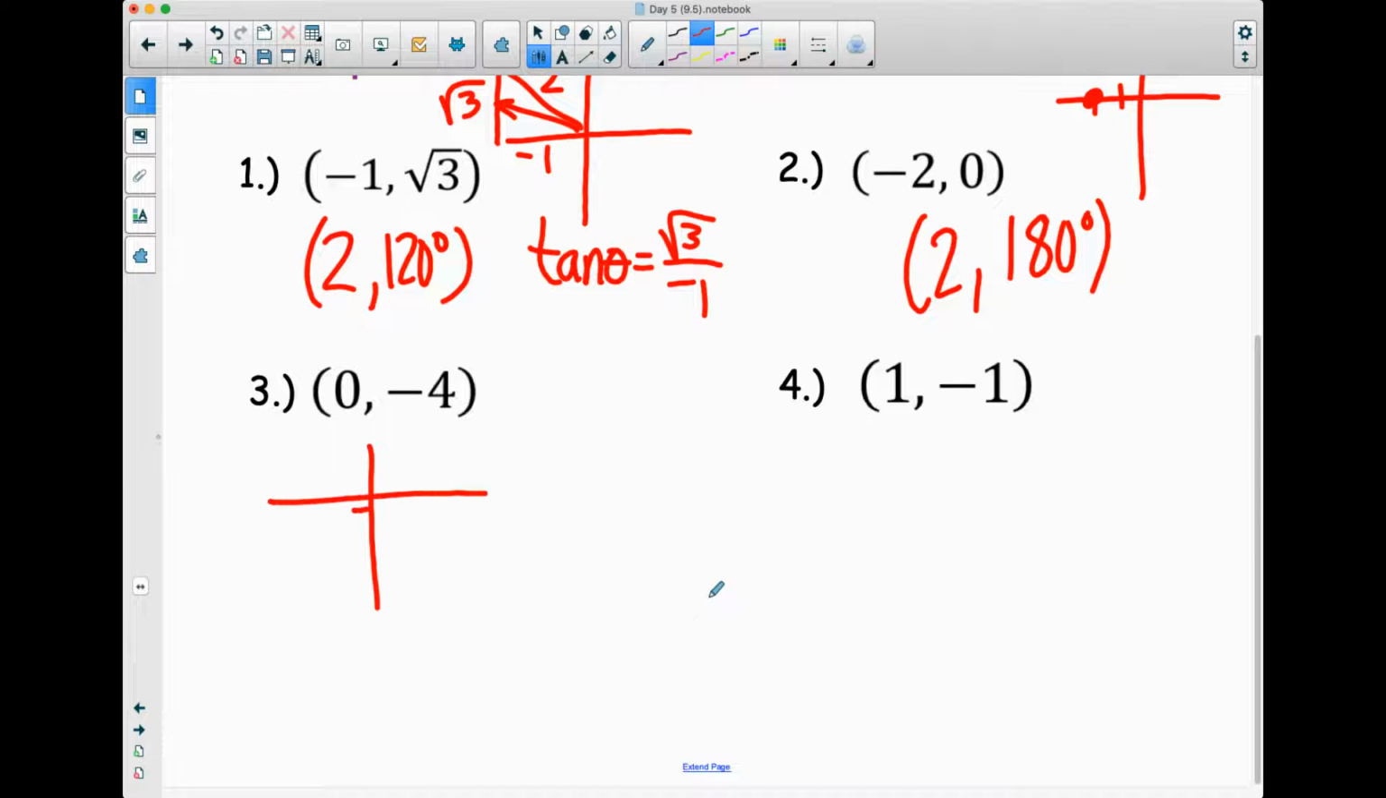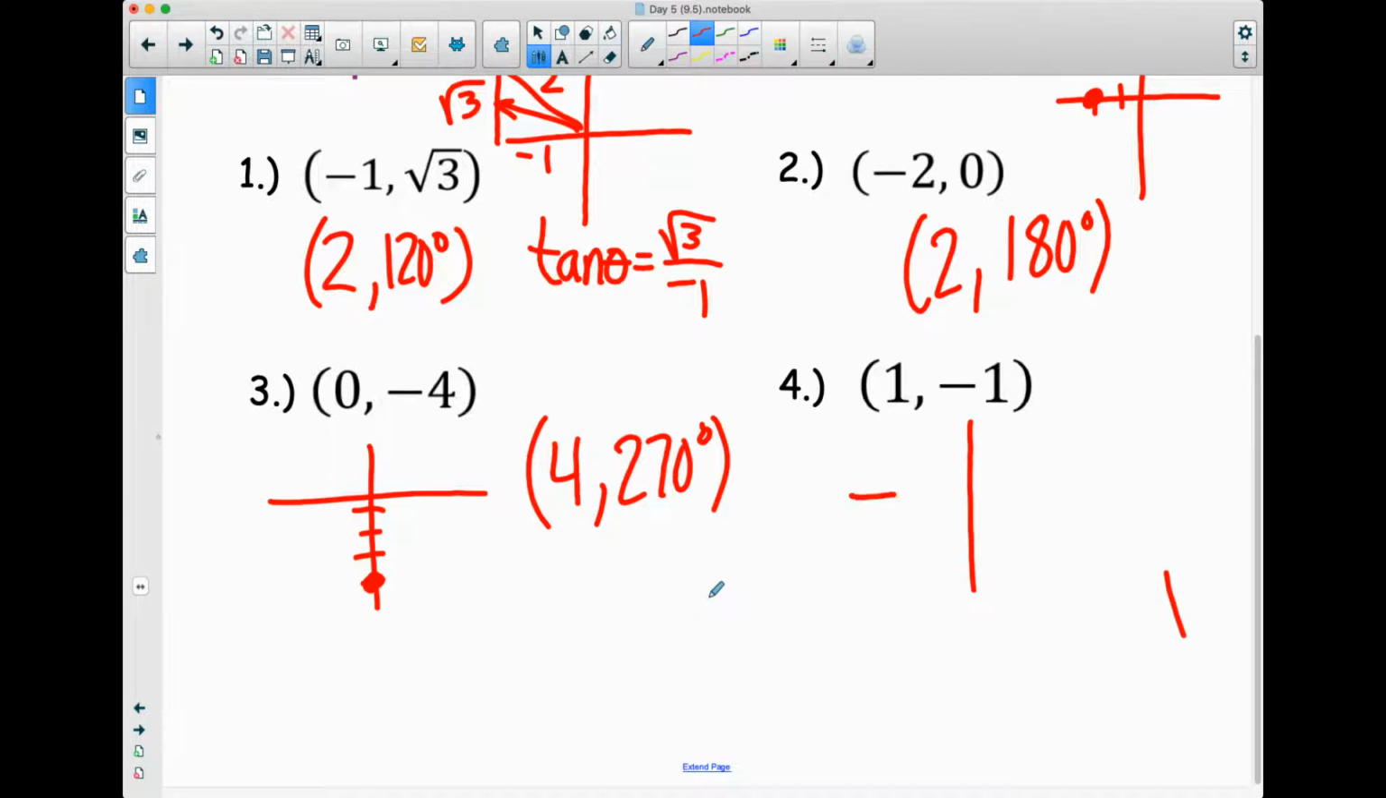So if I plot (0, -4), my radius is going to be 4. And what's my degrees? 270. If they ask you to do it in radians, do it in radians. Okay, just right now we're just going to do degrees.